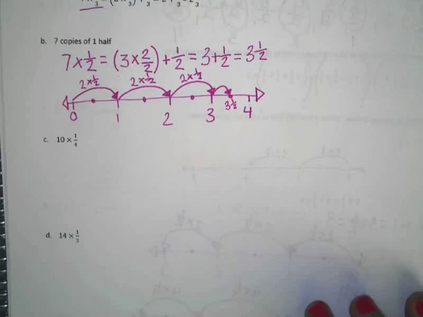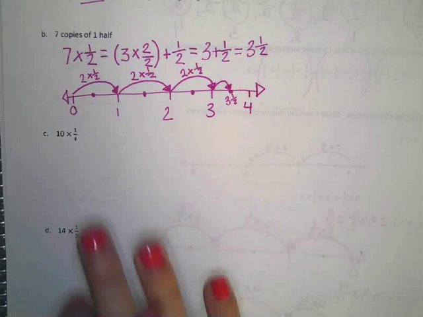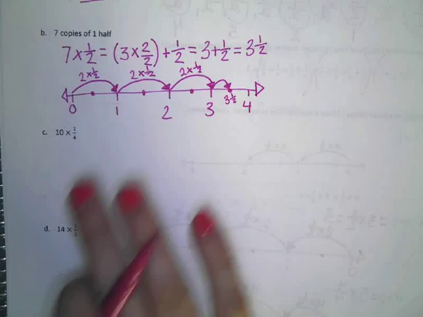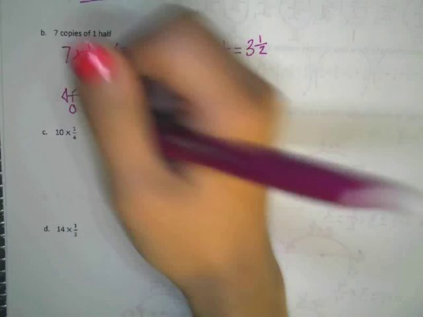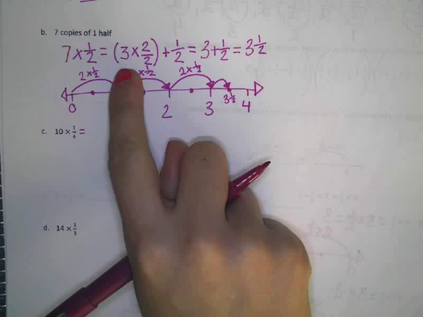All right, let's try this next one. If that one was tough for you, hopefully this one gets a little bit easier after doing it once. So 10 times 1/4. So at least they got rid of the copies, right? They made it in words that we're used to looking at. So 10 times 1/4. How can we make that into nice groups of whole numbers? Up here we did 3 times 2/2.